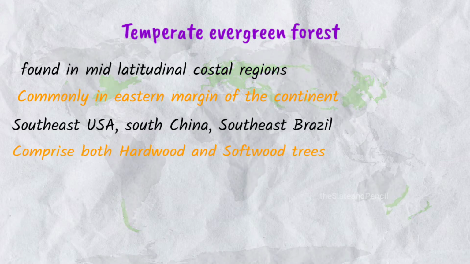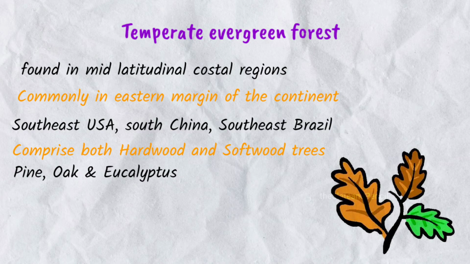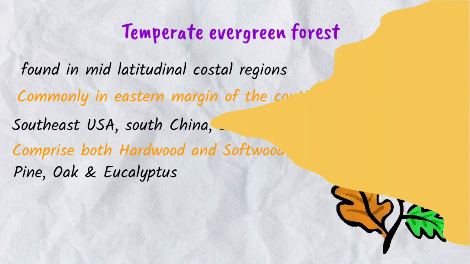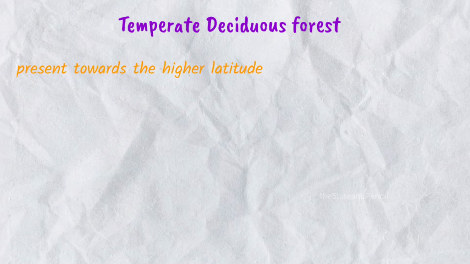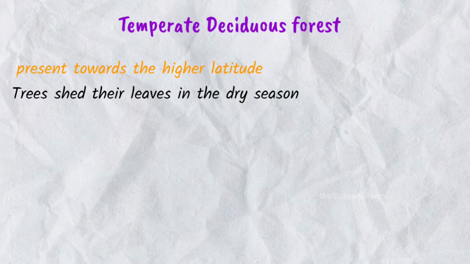They comprise both hardwood and softwood trees like pine, oak and eucalyptus. Temperate deciduous forest. These type of forests are present towards the higher latitude. They also shed their leaves in the dry season.